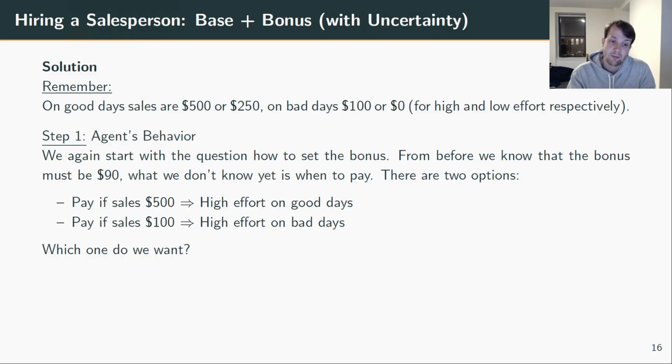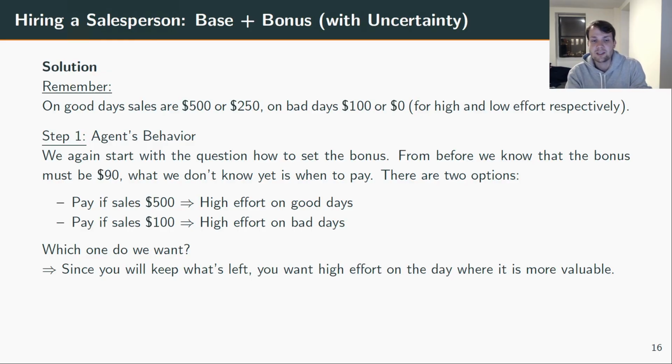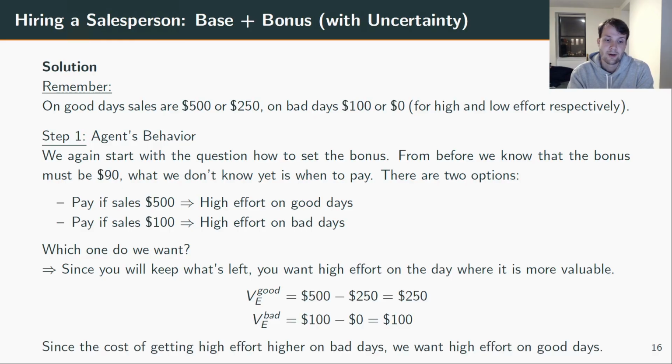But if we say the bonus is going to be paid if we see sales of 100, on good days, sales are always going to be above 100. So they're never going to work hard on good days, only on bad days. So we cannot get hard work or high effort on both days. So what do we want? To figure that out, we have to check how much value is being created on a good day or on a bad day based on high effort. On a good day, effort creates an additional $250, and on a bad day it's just an additional 100. So we clearly want high effort on good days, so we're going to pay the bonus if we see sales of 500.